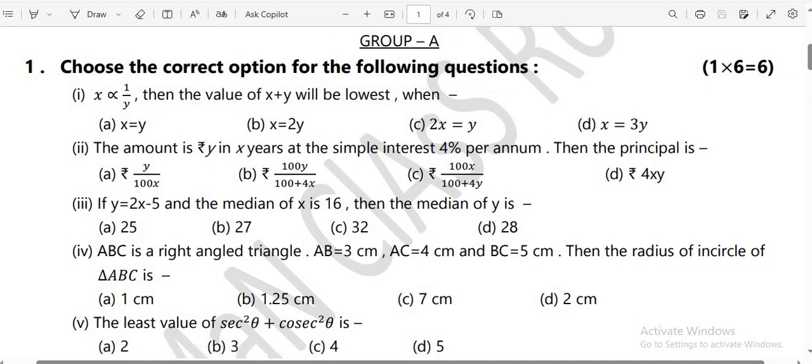2. The amount is rupees y in x years at the simple interest 4% per annum. Then the principal is option A rupees y by 100x, B rupees 100y by 100 plus 4x, C rupees 100x by 100 plus 4y, option D rupees 4xy.